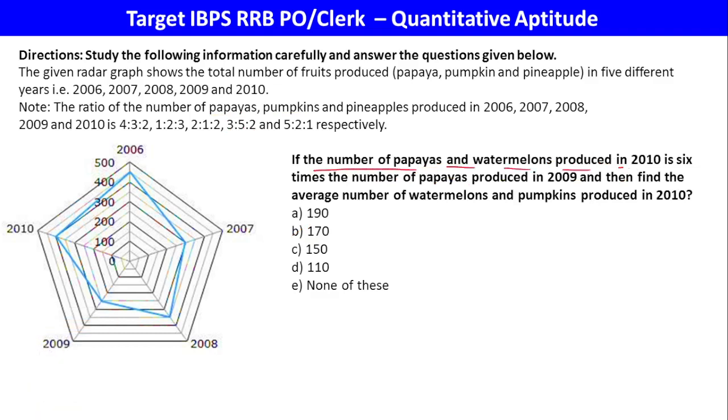If the number of papaya and watermelon produced in 2010 is 6 times the number of papayas produced in 2009, right? In 2010, papaya and watermelon; the papaya value will come, and the watermelon value is 6 times the papaya in 2009. Let's talk about papaya in 2009, right? Papaya means the first, third ratio, 3 out of total 10. The 2009 total value is 250, which is 3/75. In 2010, papaya and watermelon.